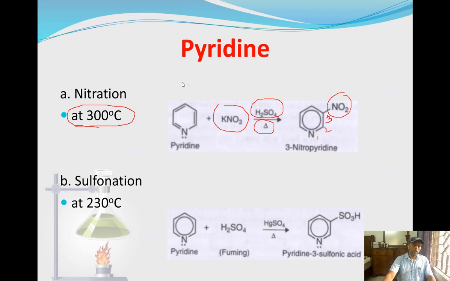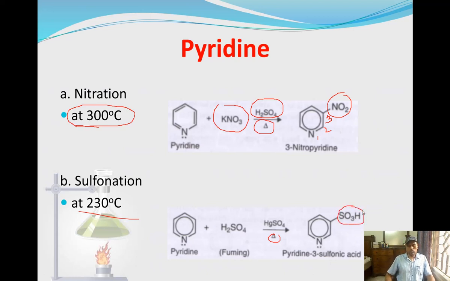So electrophilic substitution reactions are going to take place in vigorous reaction conditions. Next is the sulfonation. You have to carry out this reaction at 230 degrees centigrade, a high heat reaction. The pyridine is going to react with fuming sulfuric acid, which is nothing but oleum, in the presence of mercury sulfate, and the temperature is supposed to get to 230 degrees centigrade. You are going to get the three substitution product, that is pyridine 3-sulfonic acid. So this is the product you are going to get.